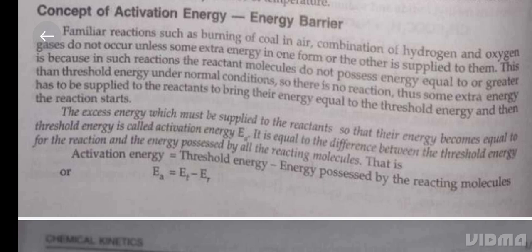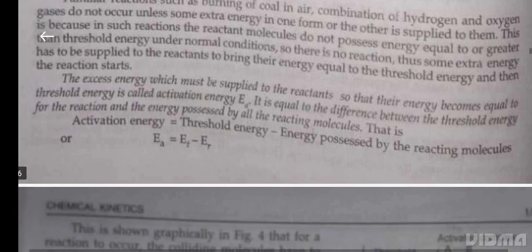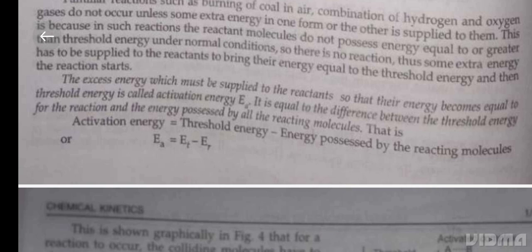The excess energy which must be supplied to the reactants so that their energy becomes equal to threshold energy is called activation energy, EA. It is equal to the difference between the threshold energy for the reaction and the energy possessed by all the reacting molecules. That is, activation energy is equal to threshold energy minus energy possessed by the reacting molecules. EA = ET - ER.